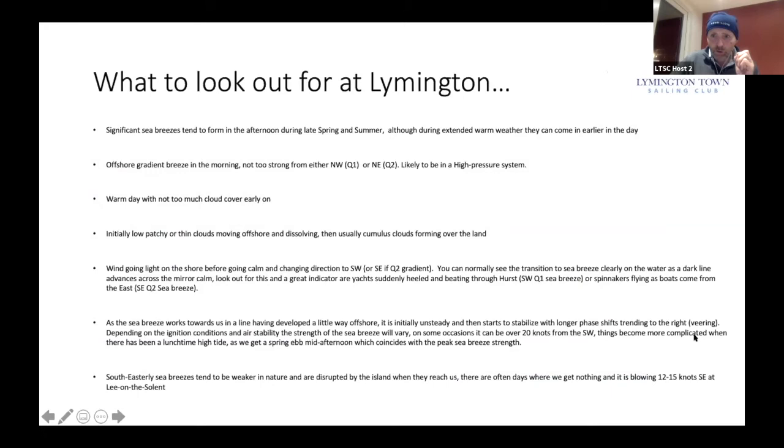Okay, what to look out for at Lymington? So these are probably the key things you need to worry about. The rest, everything else, is theory. These are the things we need to put in our locker and remember.